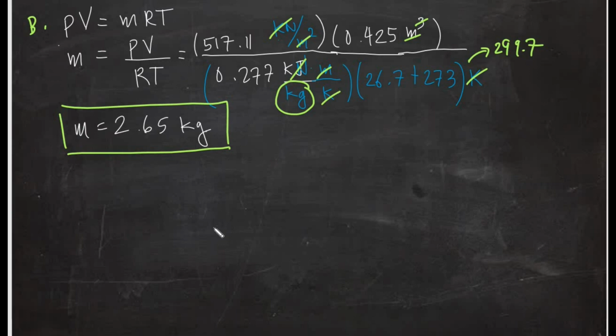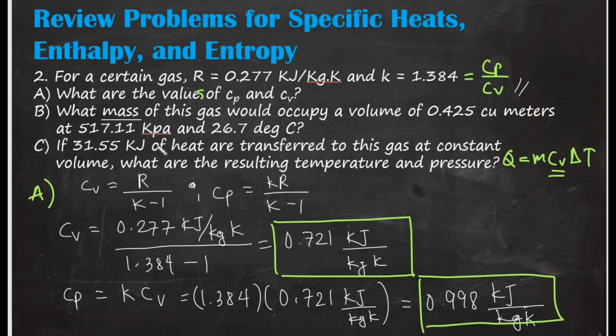So that is for letter B. Okay, so letter C. Just check, letter B, what mass? Okay, so we're already done with that. So letter C, if 31.555 kilojoules of heat are transferred to this gas at constant volume, so this is the formula that we will use there.